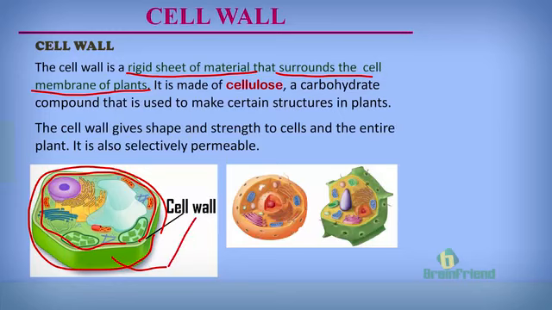What is a cell wall? A cell wall is a sheet of material, a rigid sheet. See it here, it is rigid. Rigid means it is strong. It is made of cellulose. Cellulose is a carbohydrate compound that is used to make certain structures in plants. So this cell wall makes plant cells hard or rigid, or you can say strong. The cell wall gives shape and strength to plant cells. It also gives shape and strength to the entire plant.